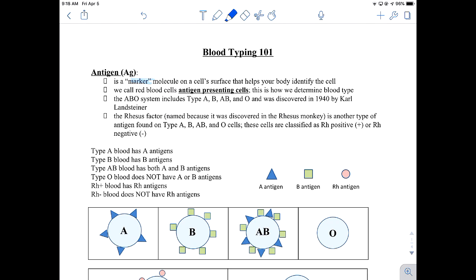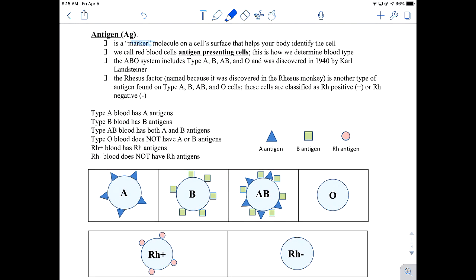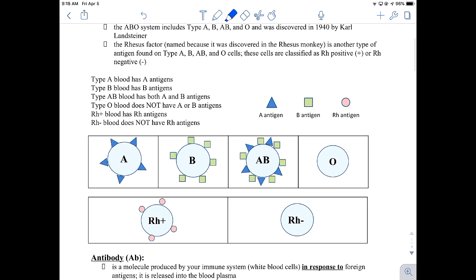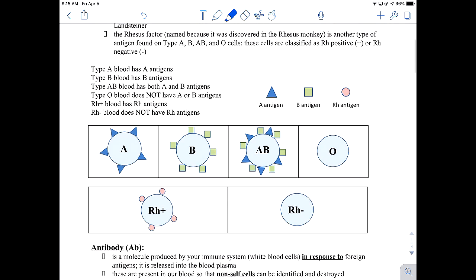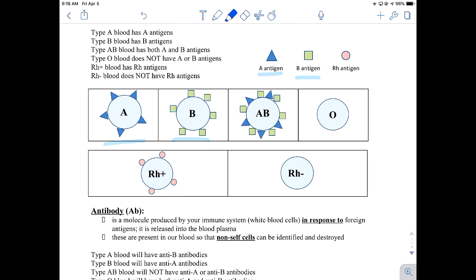It's another type of antigen that we find, and these cells can be positive or negative. So we have our A, B, AB, and O-type blood, and then your positive and negative. Here are some cartoons we can use. We've created A-type blood with an A antigen, B-type blood with a B antigen, AB blood which has both antigens on it, and then O-type blood, which is antigen-free.